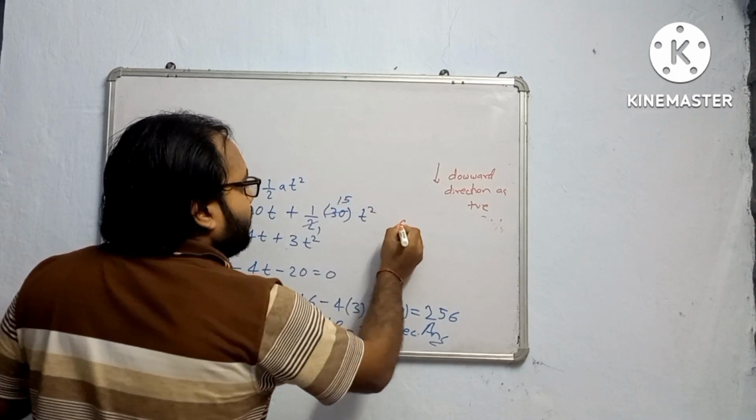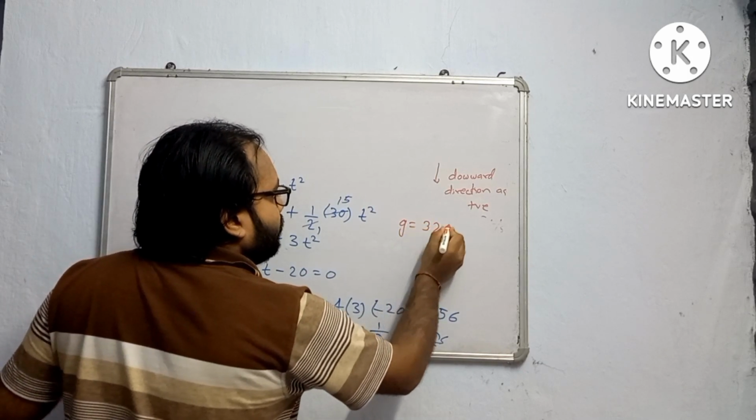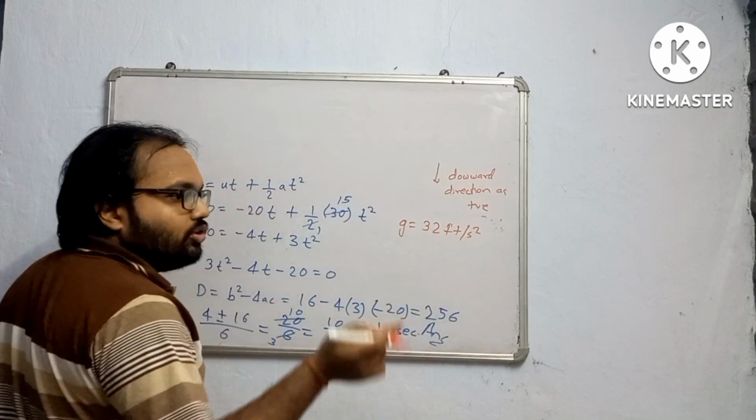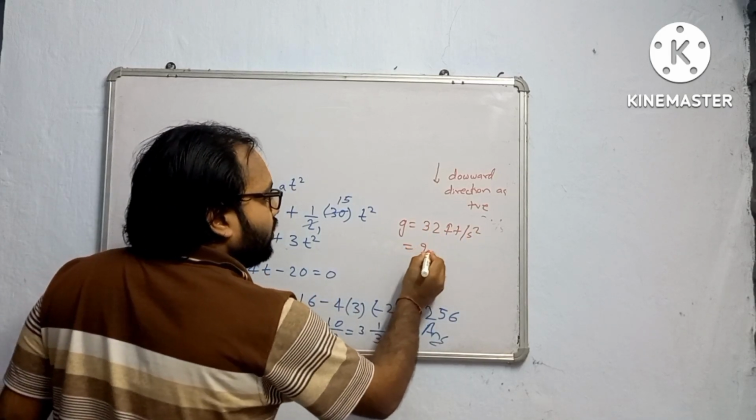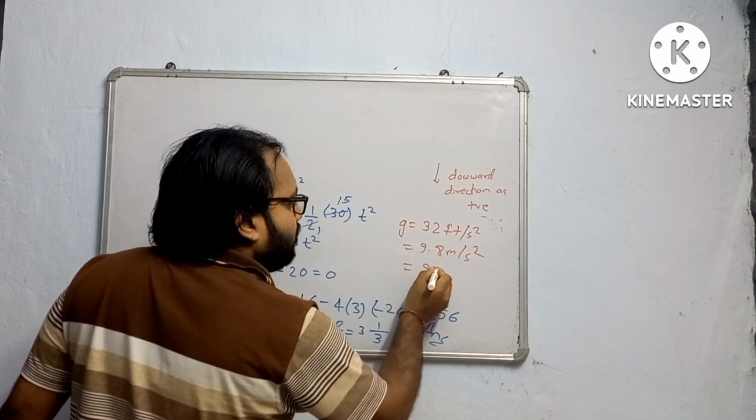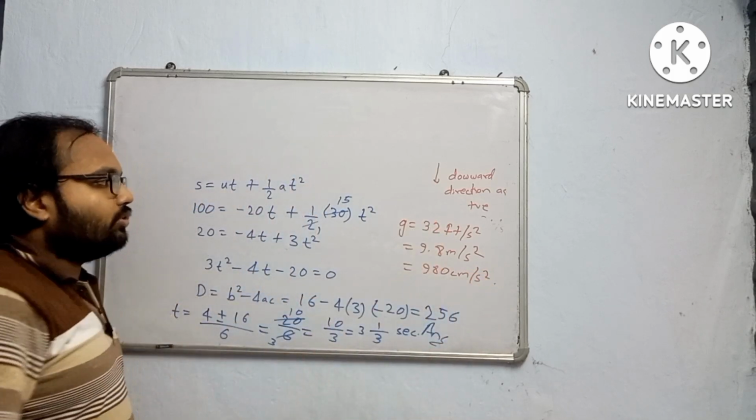The point to remember here is g, acceleration due to gravity, is 32 feet per second square. This will not be given, you have to remember it, or it is 9.8 meter per second square, or that is equal to 980 centimeter per second square. These things you have to remember.